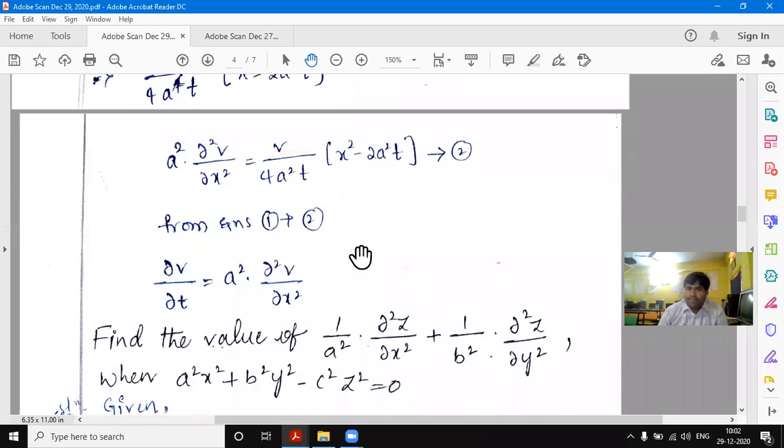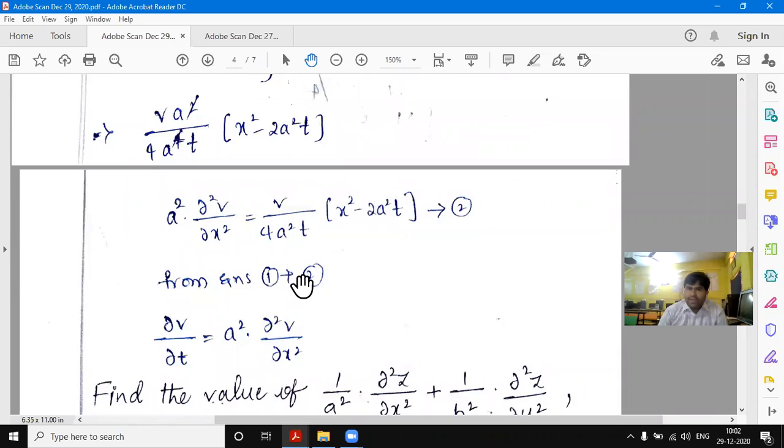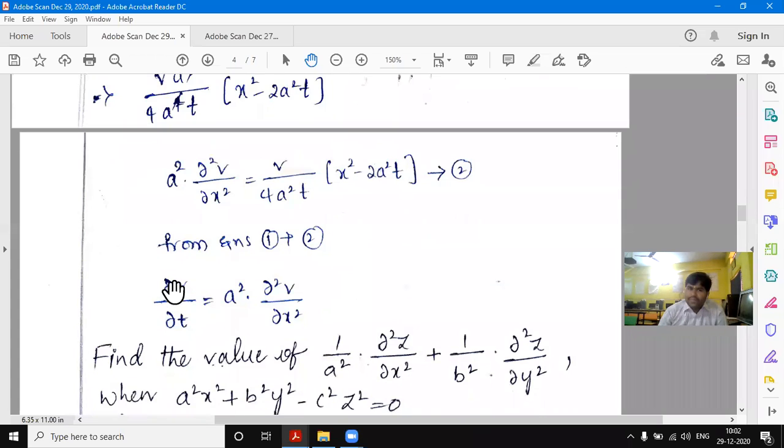So from equation number 1 and 2, what happened? Equation 2 is a square into dou square v by dou x square we got, so v by 4a square t into x square minus 2a square t. Equation number 1 is dou v by dou t is equal to, also we got, v by 4a square t into x square minus 2a square t. So in equation number 1 this value came, in equation number 2 also this value came, so we can make LHS equal. So that is dou v by dou t is equal to a square into dou square v by dou x square.